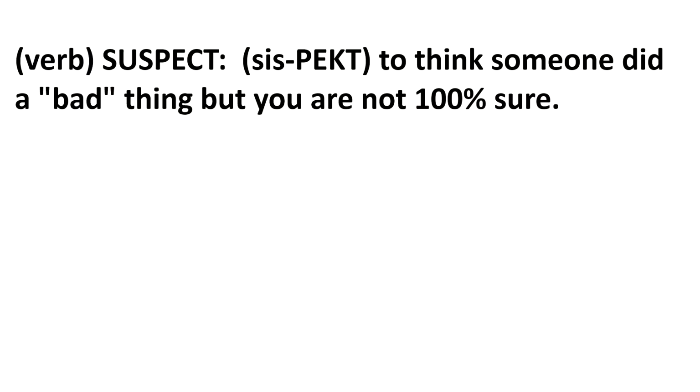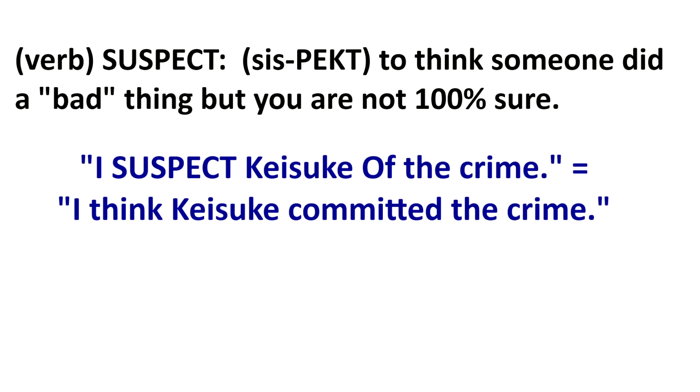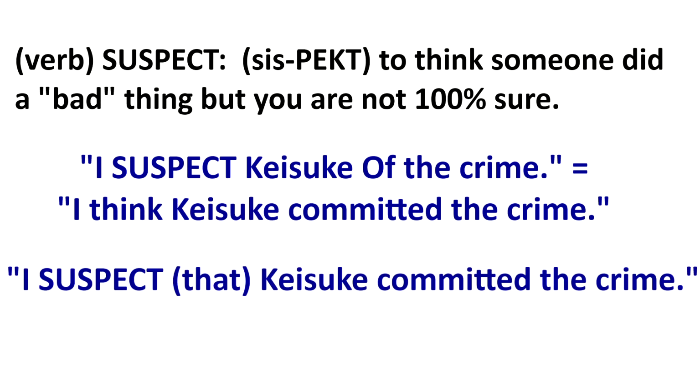So when we suspect a person, we think that the person did a bad thing, but we are not 100% sure. We think they did it. For example, I suspect Keisuke of the crime. So I think Keisuke committed the crime, but I'm not 100% sure. I could also say I suspect that Keisuke committed the crime. So I think this is true. It's a bad thing, but I'm not sure.